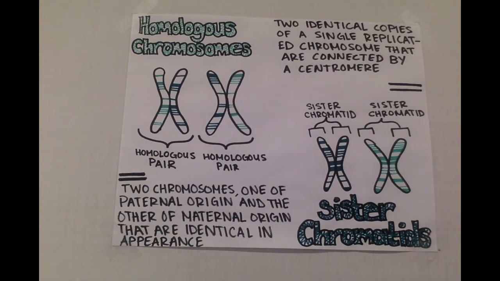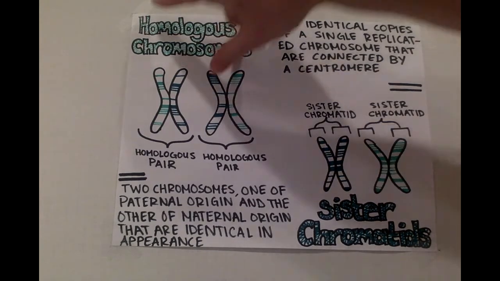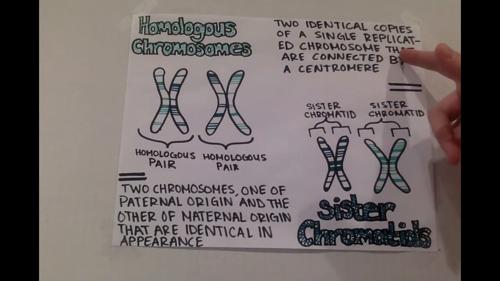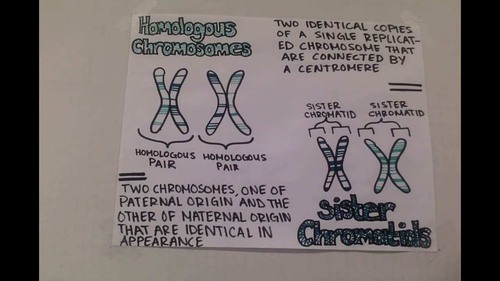Homologous chromosomes versus sister chromatids. These two definitions and integral parts of the cell cycle are commonly confused with each other. So, homologous chromosomes, as demonstrated over here, are 2 chromosomes, one of paternal origin and one of maternal origin, that are identical in appearance, whereas the sister chromatids are 2 identical copies of a single replicated chromosome that are connected by the centromere.